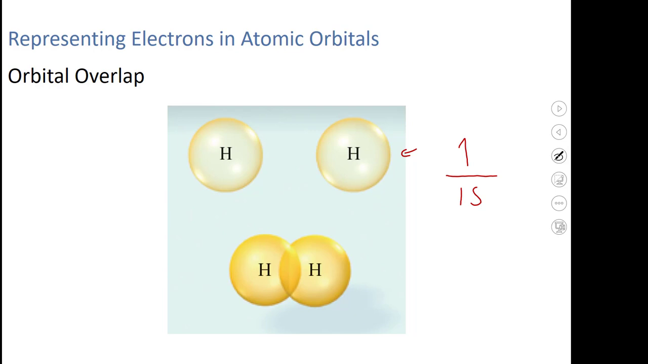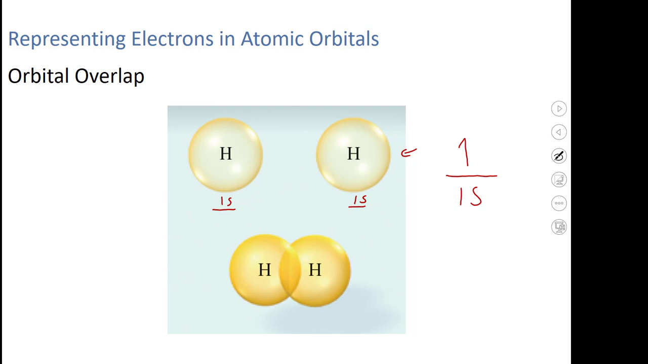So I have these two hydrogens, each with their 1s orbital and 1 electron in it, and they just come together and overlap their orbitals, and that is where the bond forms. So that's the general idea of valence bond theory: you're going to overlap orbitals. This is the simplest idea. Two s's overlap, pretty simple.